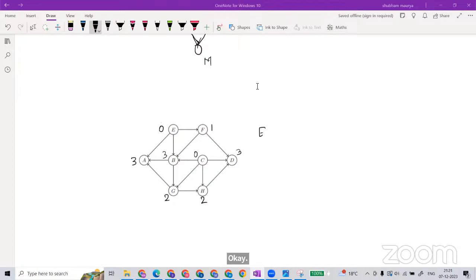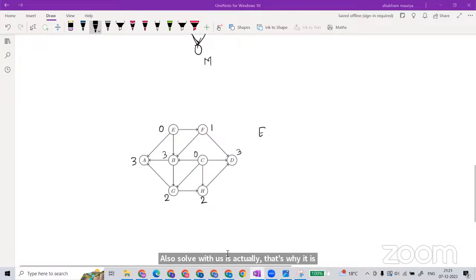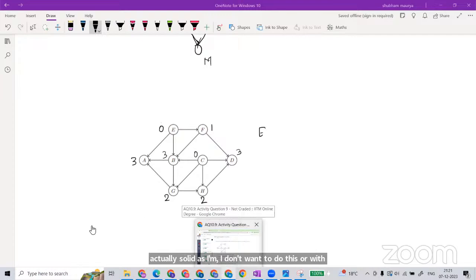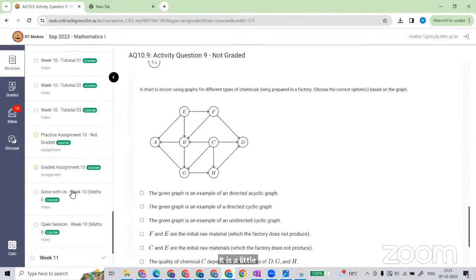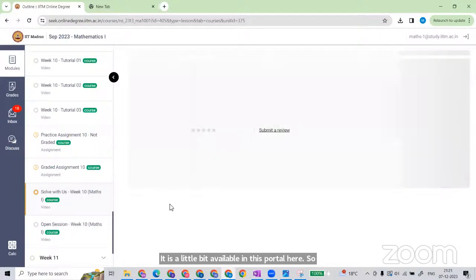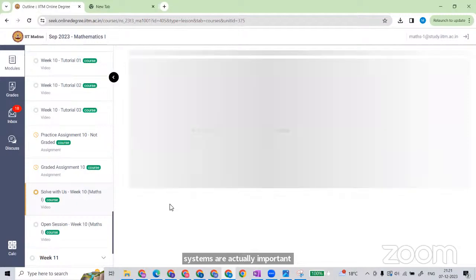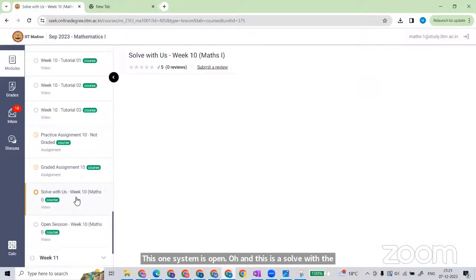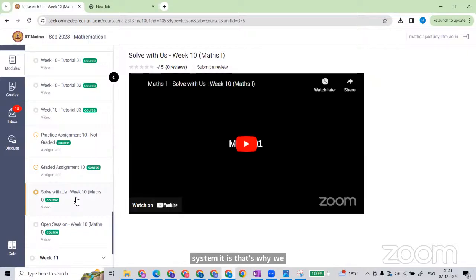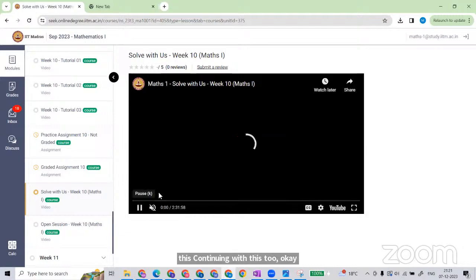I don't want to do the Solve with Us session. The reason is that it is already available in this portal here. So there are 2 sessions, and I would suggest these 2 sessions are actually important. One is the open session, and the other is the Solve with Us session. That's why we are continuing with these 2. These 2 sessions are good, and that's why they are recorded.